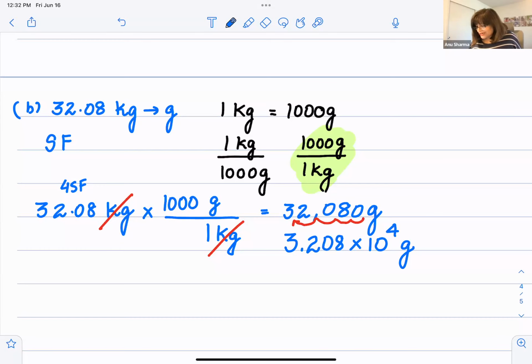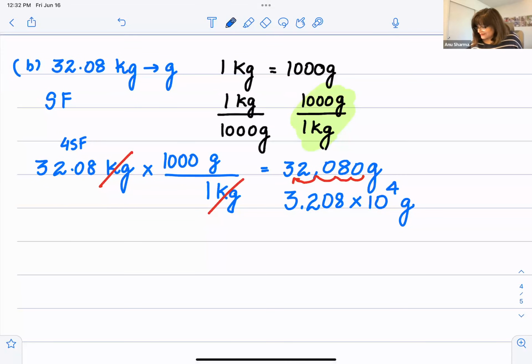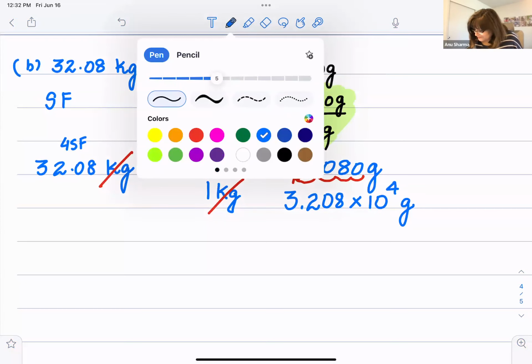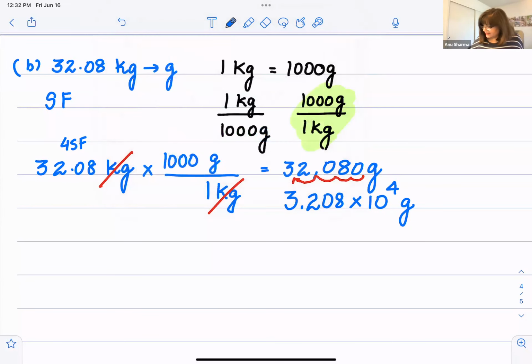Like I said, there are milligram balances also, so you can measure that. It really is just making these numbers look nice. That's the only thing. So that's the answer. Okay, that's the scientific notation.